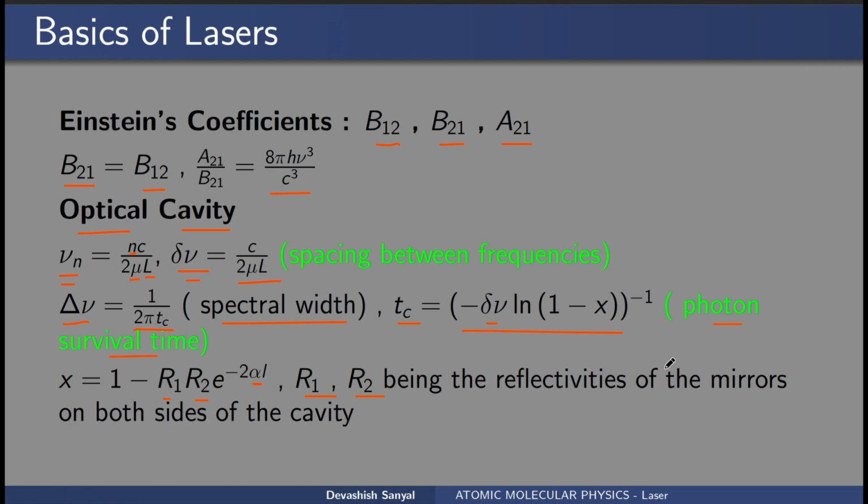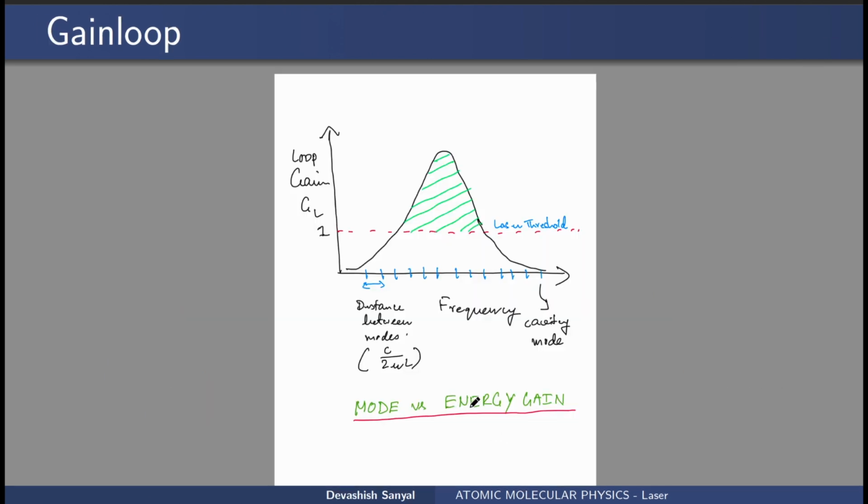Okay, so this is a typical mode versus energy gain inside the optical cavity. This is the loop gain on the y-axis, and these are the frequencies which are excited in the optical cavity. Those are given by these blue lines, and you can see loop gain is the gain in the intensity of the radiation when it travels one complete loop, when it goes around the optical cavity once. This is the gain in the intensity of the radiation. So that is loop gain.